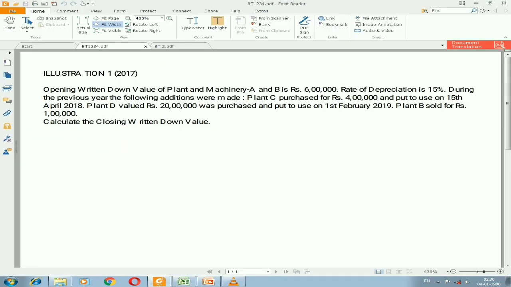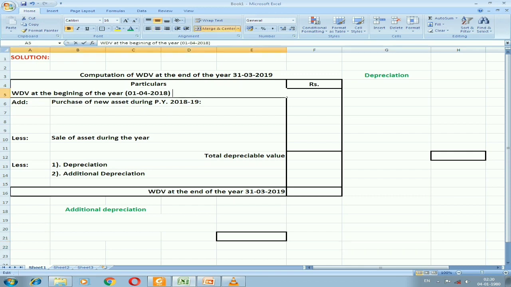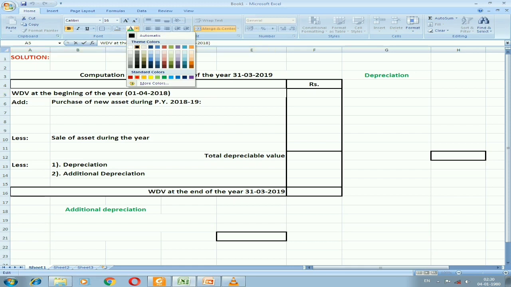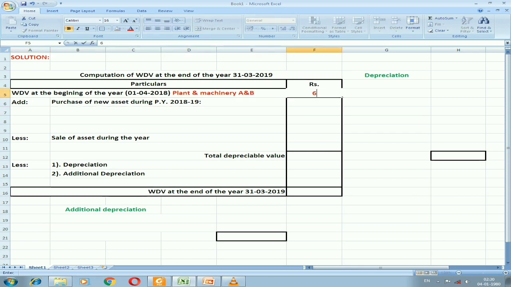So now we will start with the solution. First I need to consider the opening written down value, or written down value at the beginning of the year. At the beginning of the year I have two assets, plant and machinery A and plant and machinery B. So that I am going to enter in the WDV of the beginning of the year, plant and machinery A and B, which is the amount of 6 lakh.